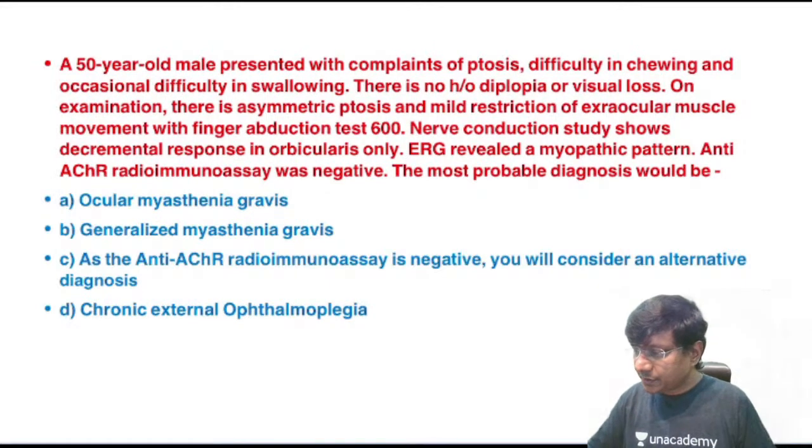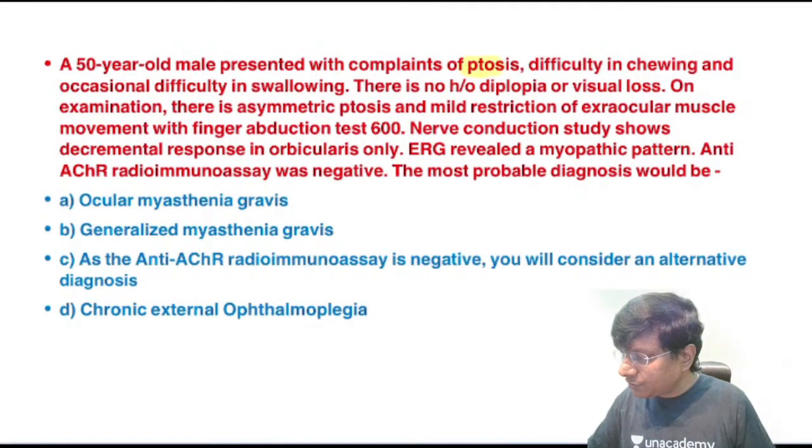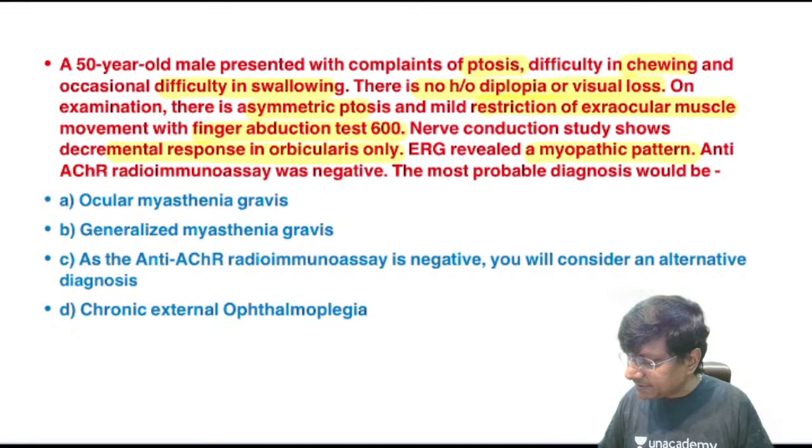Yes. So the question is: a patient complaining of ptosis, difficulty in chewing, and occasional difficulty in swallowing. There is no diplopia or visual loss. Asymmetrical ptosis, mild restriction of extraocular movement with finger abduction test up to 60 degrees. Nerve conduction studies show decremental response in orbicularis only. Electroretinography shows myopathic pattern. Acetylcholine receptor antibody is positive. What will be your diagnosis?